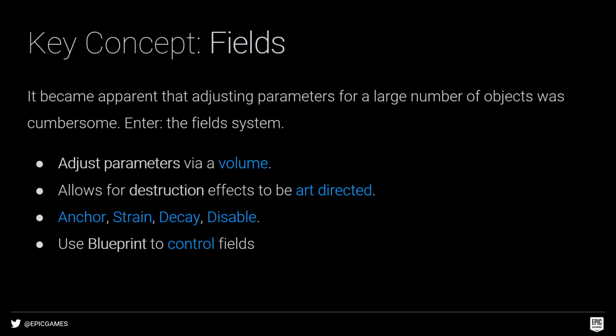Okay, fields. So as we were developing the chaos demo that you saw the other day, it became apparent that you're going to create a large number of geometry collections. And each of these geometry collections have themselves a large number of parameters that need to be tuned. And going into each one of those and fiddling with spinners and what have you is a bit tedious. So we now have what we call the field system. What the field system allows you to do is define parameters, in this case physics parameters, based on a volume. We have a few different types of these: an anchor field, strain field, decay field, and a disable field. We're still figuring out which fields make the most sense, but all of this is accessible through Blueprint. So if you wanted to come up with your own crazy field that made all sorts of swirling patterns, you could do that too.